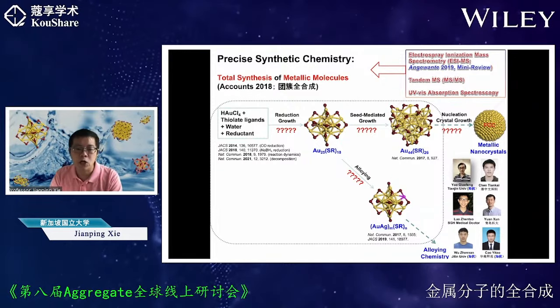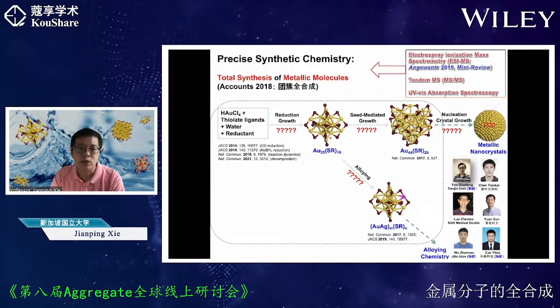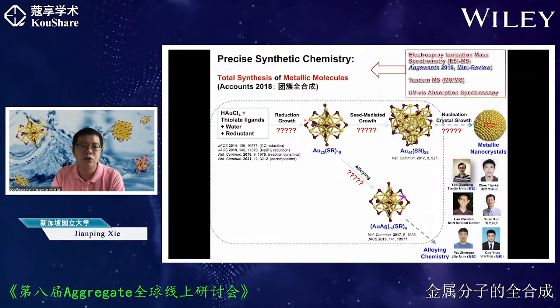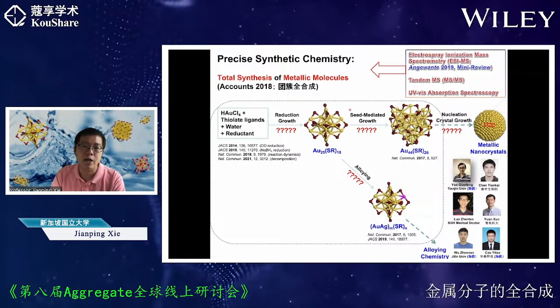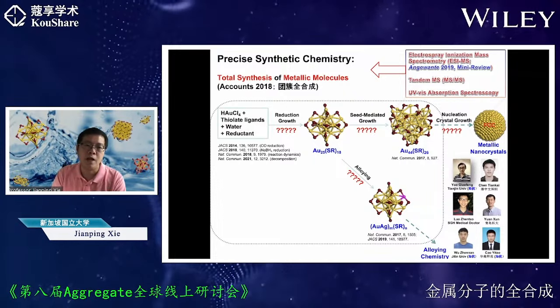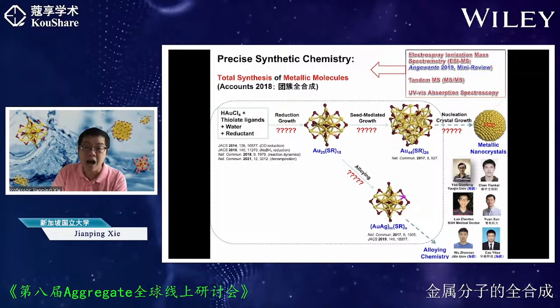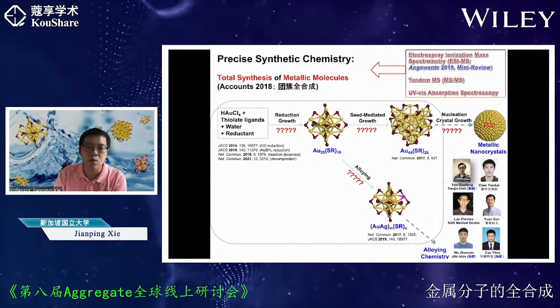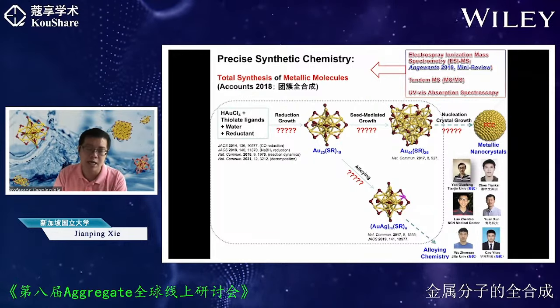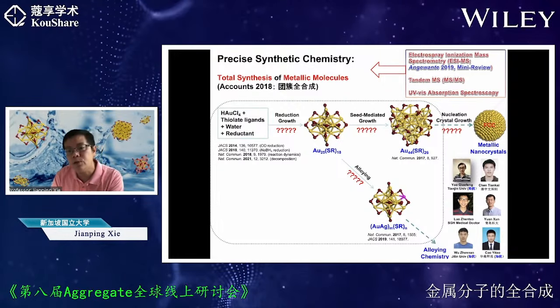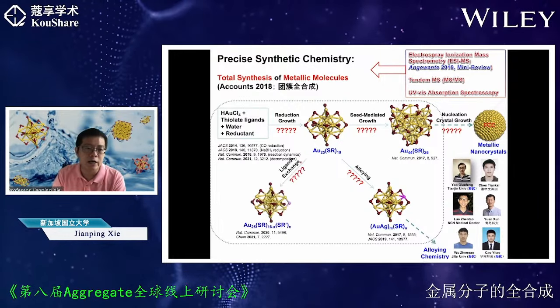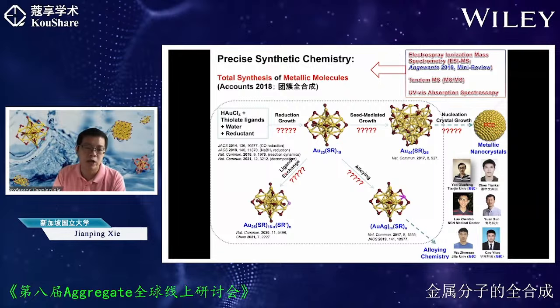So similar to the core of these clusters, equally important for a cluster, especially for biomedical applications, is the surface, the ligand of this cluster. For example, if you want to use this cluster to target cancer cells, then you may need to replace some of the ligands, right? That can help you to target the cancer cells, and this can be done through a ligand exchange.